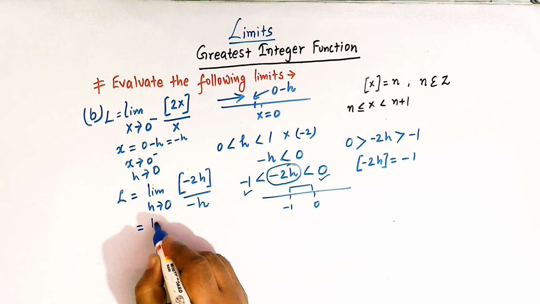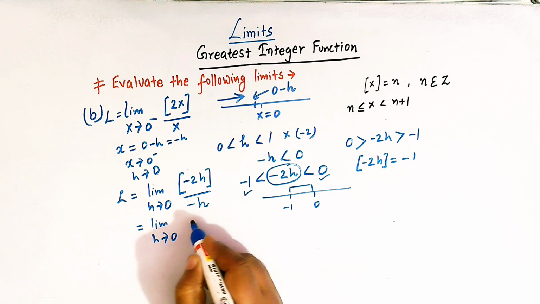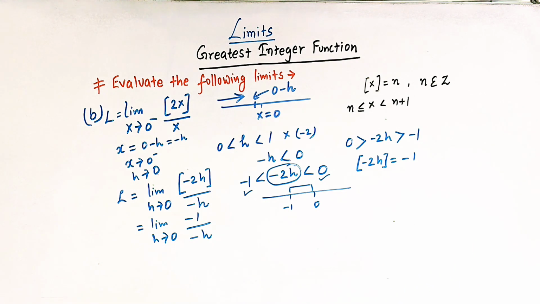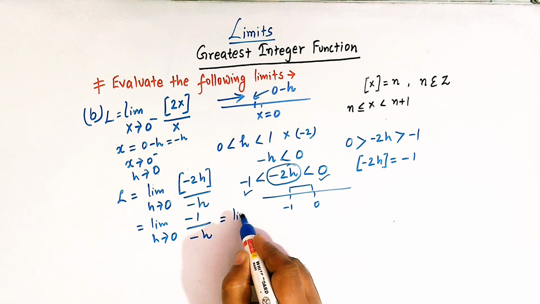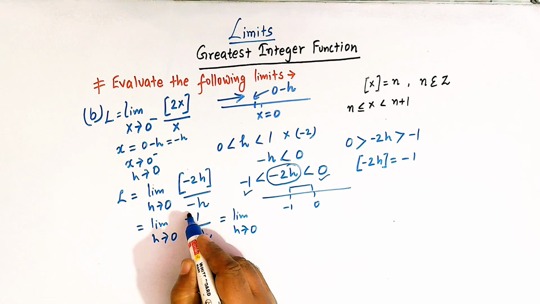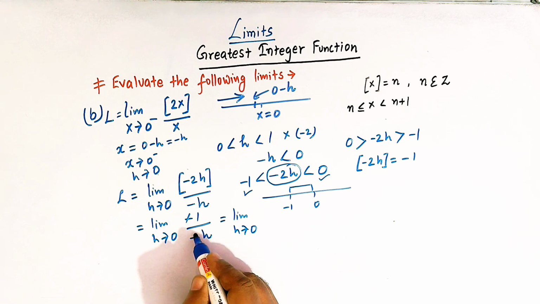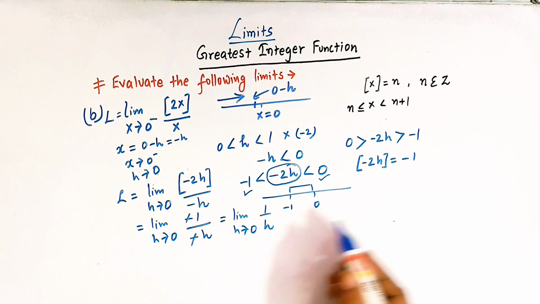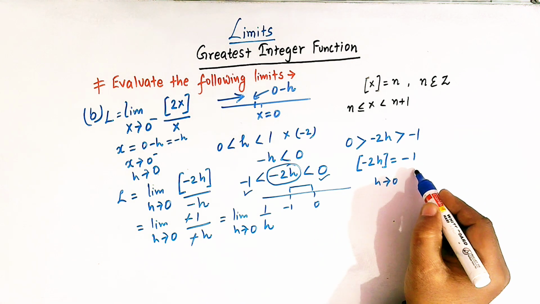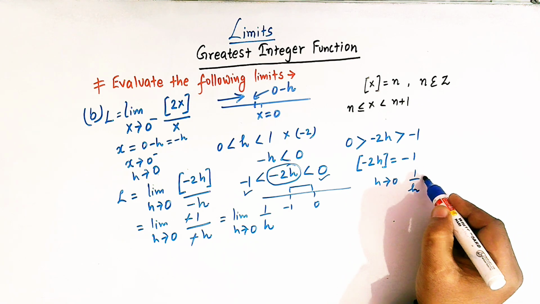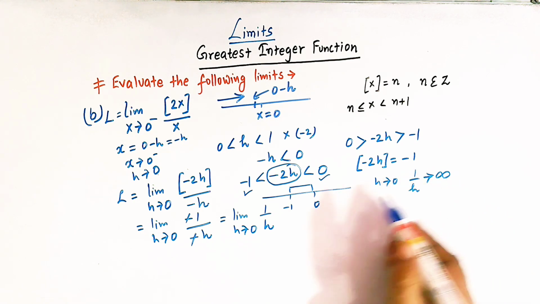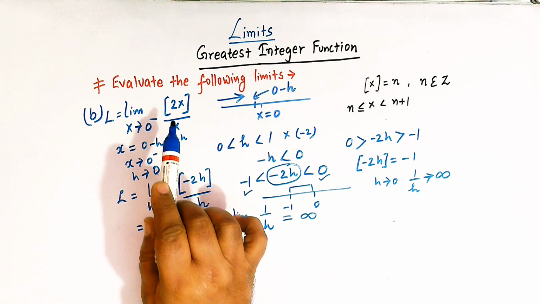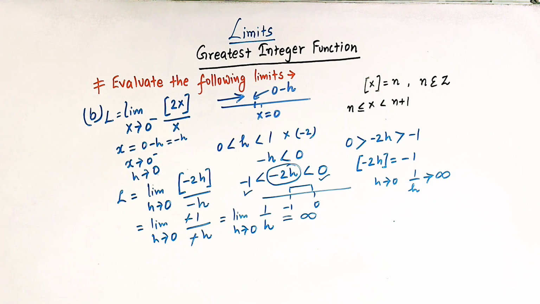So now we can write limit h tends to 0, and here we have negative 1 over minus h, right? So this is the limit h tends to 0. Here the negative and negative get cancelled. We have 1 over h. Now see, when h tends to 0, 1 over h tends to infinity, right? So here we have infinity. It means this limit does not exist.